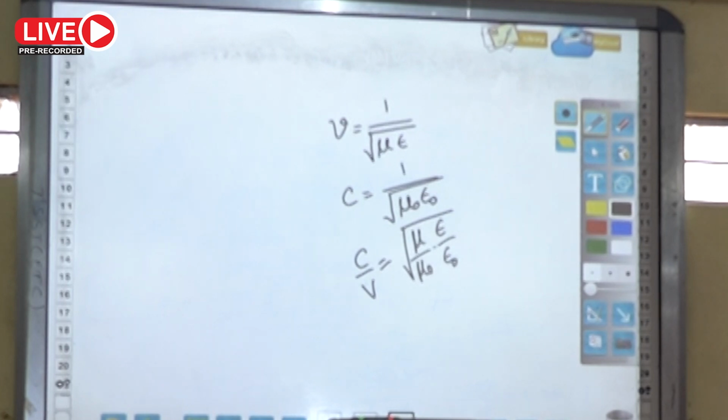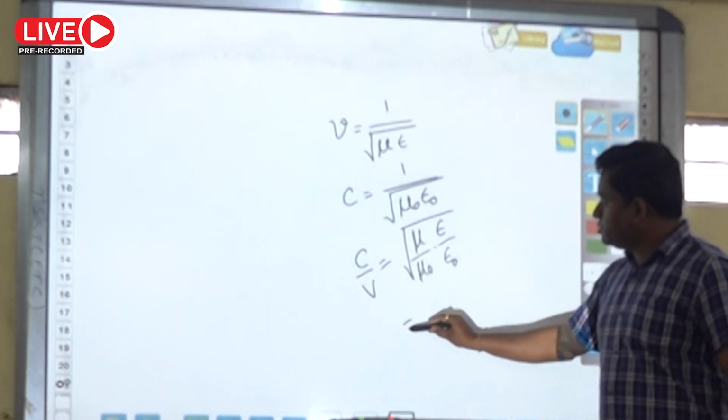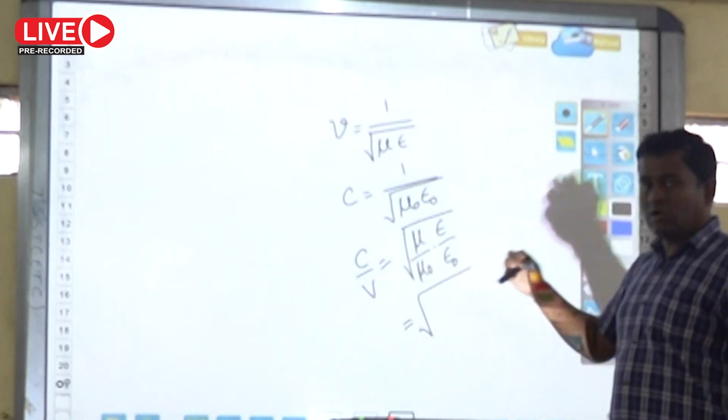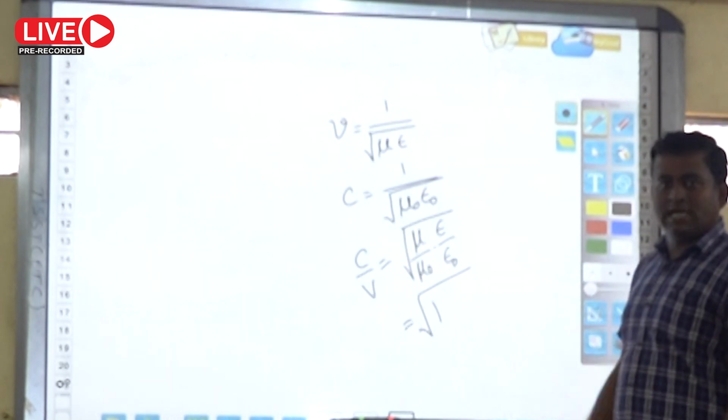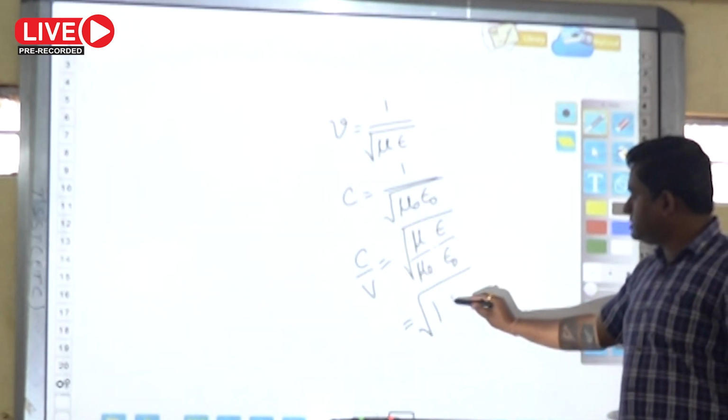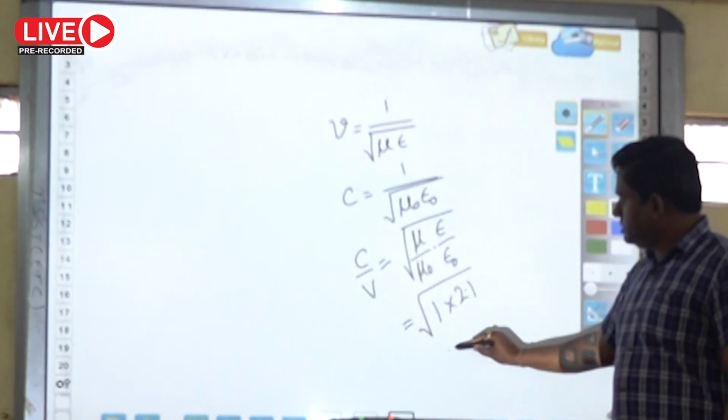Power of 2.13 will be. So this one, mu by mu naught, that is the given relative permeability. This one is relative permittivity. Then calculate.